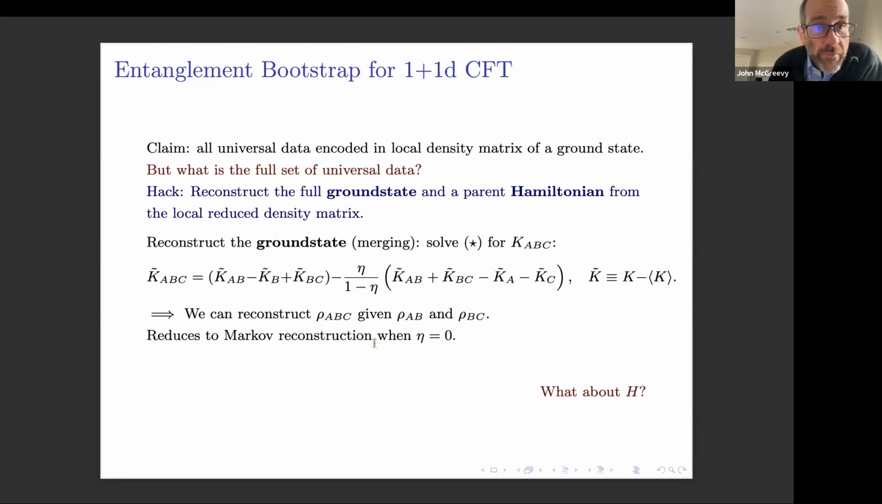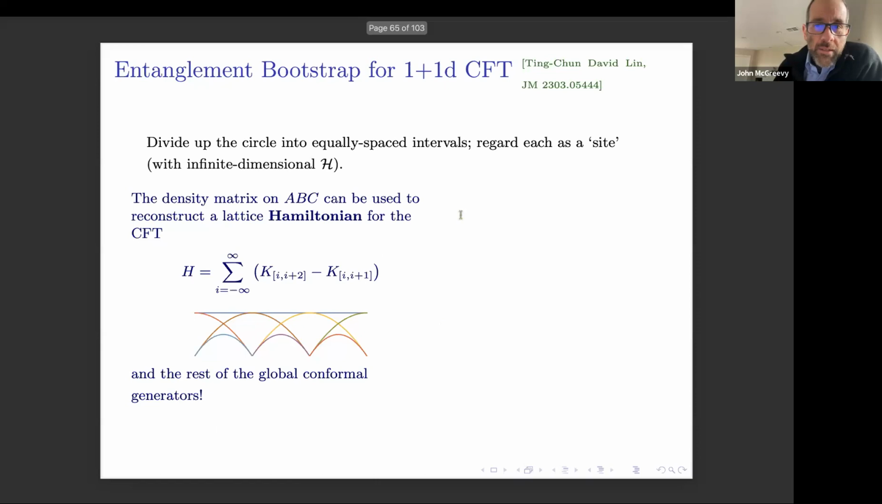So we can do merging for CFT ground states. That reconstructs the full ground state from its parts. Now, what about the Hamiltonian? Let's divide up a circle into equally spaced intervals and regard each interval as a site.